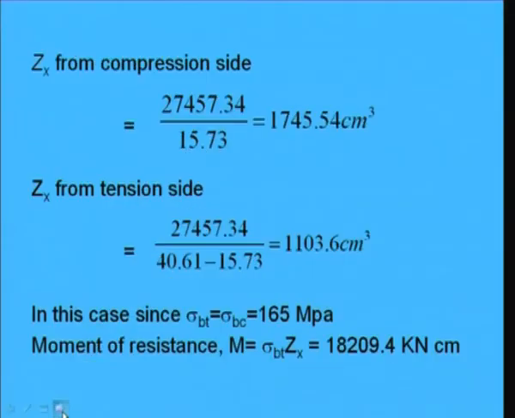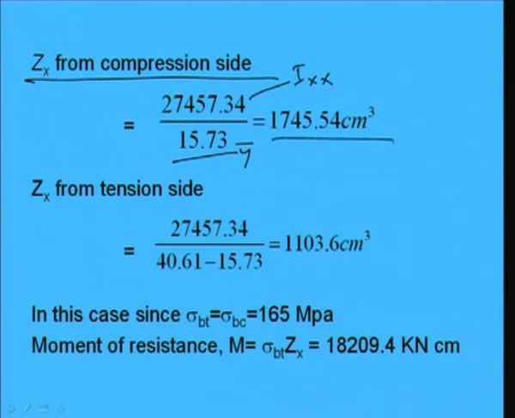Next, what will we do? Next, we will find ZX, the section modulus, from the compression side. From the compression side, this is y bar and this is I, so Ixx by y bar. So, we get Zx like this, and Zx from the tension side is Ixx divided by the total depth minus y bar, that means from the bottom side.